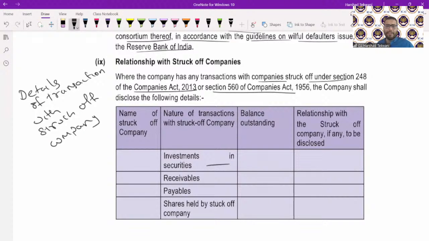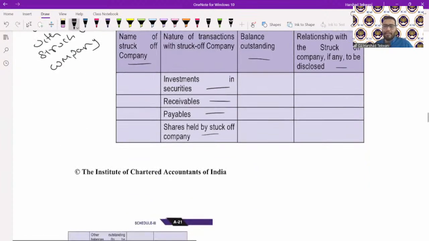Whether there is an investment in securities of that company, receivable, payable, shares held by the company, whatever it can be, you need to provide the transaction detail, name of the company, balance outstanding, and relationship with the company. What was the relationship? Whether the company was related, that is required to be disclosed.